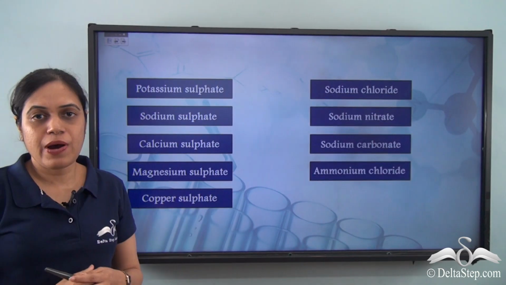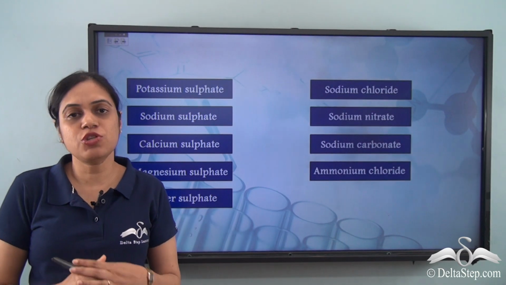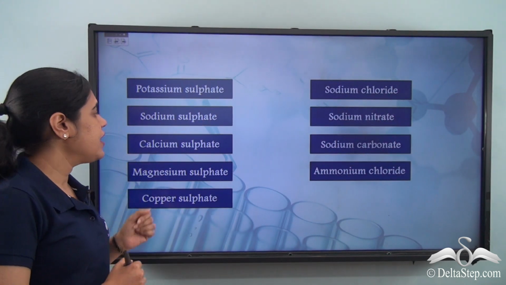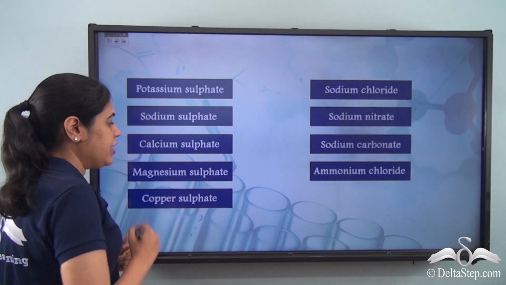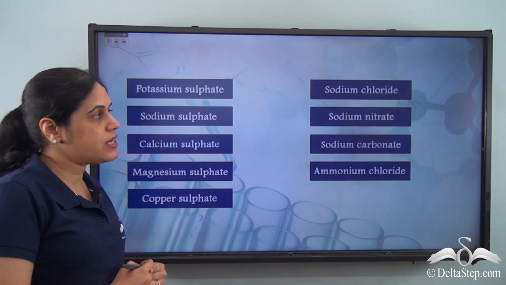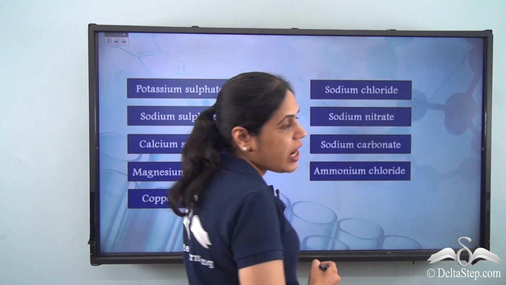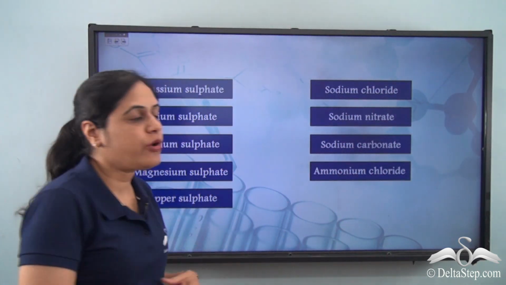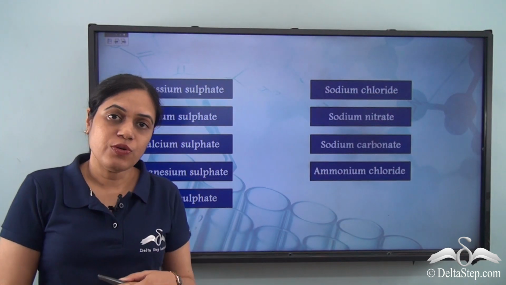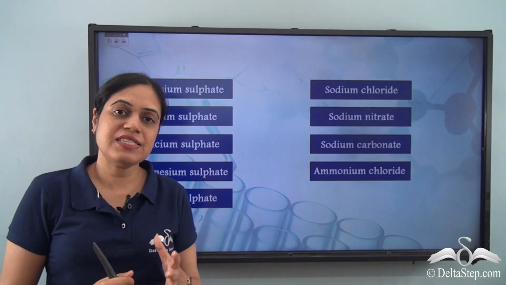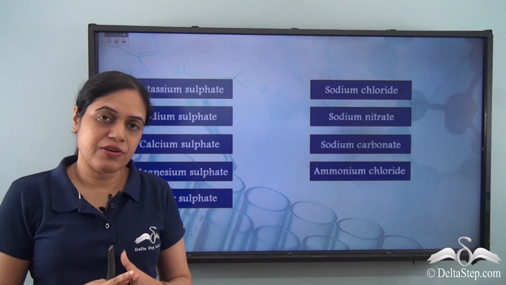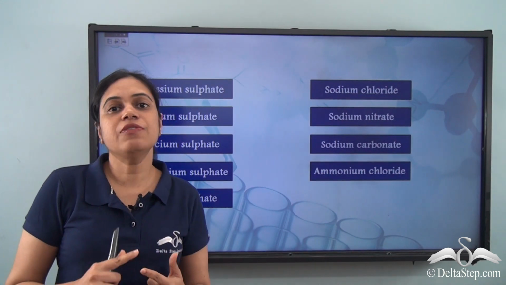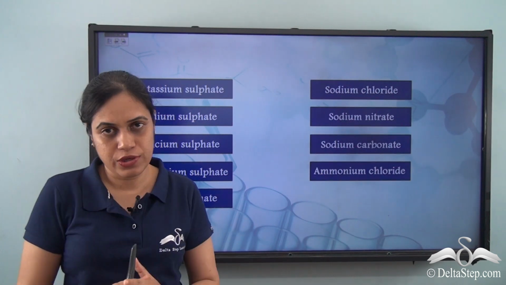Look at these compounds. These are different salts. Potassium sulfate, sodium sulfate, calcium sulfate, magnesium sulfate, copper sulfate, sodium chloride, sodium nitrate, sodium carbonate, ammonium chloride. Now we know that a salt is formed when an acid and a base come together and there is a neutralization reaction resulting in the formation of salt and water.